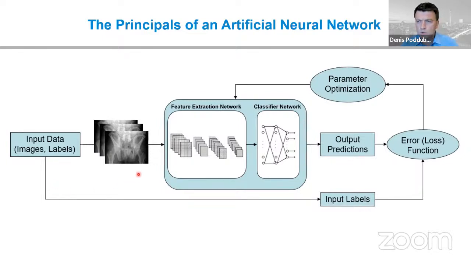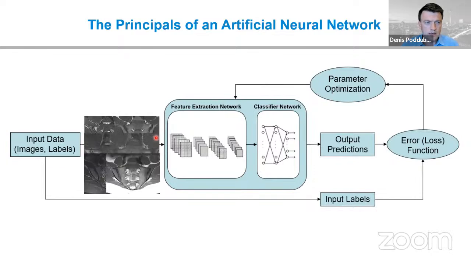And how does it work? Normally, we give the artificial neural network images and labels. This is the so-called training data set. And the algorithm tries to extract imaging features which are relevant to generate the particular label. For example, in the case of X-rays of sacroiliac joints, we would be training on the labels: definite radiographic sacroiliitis is present or absent.